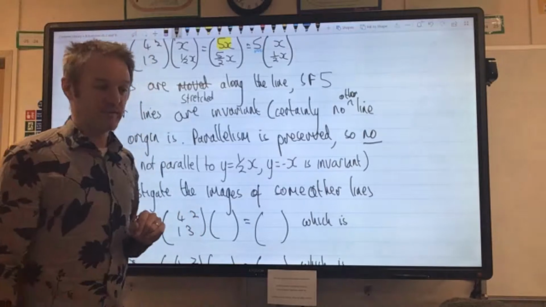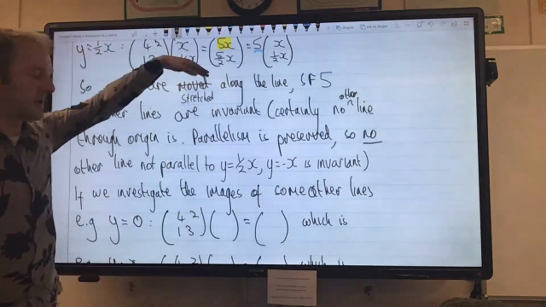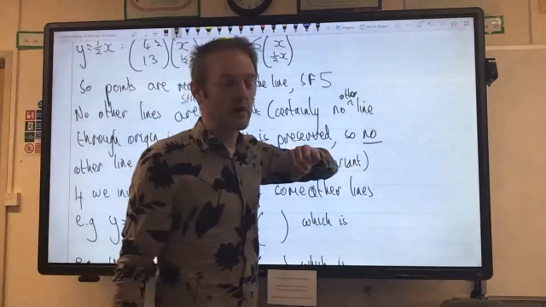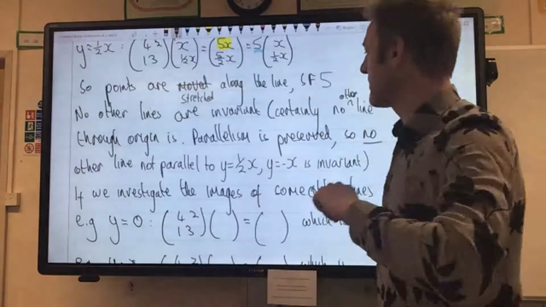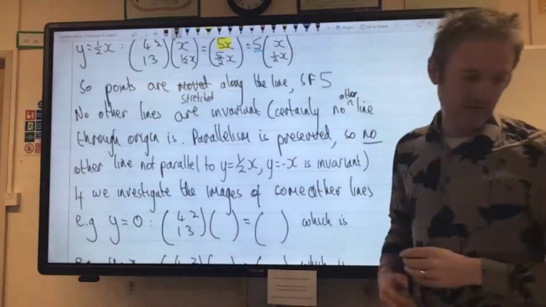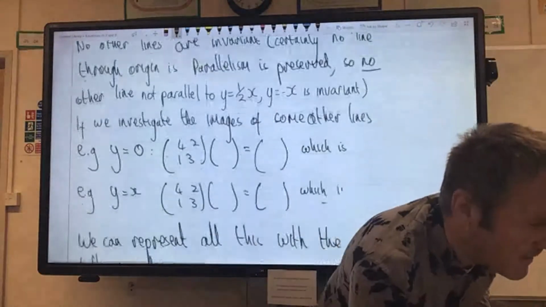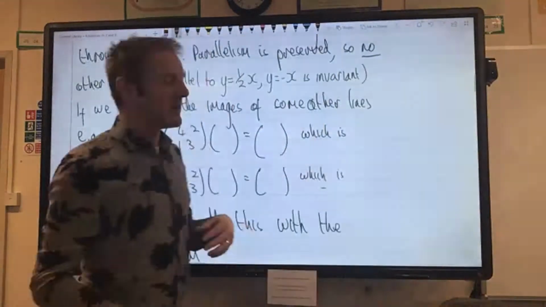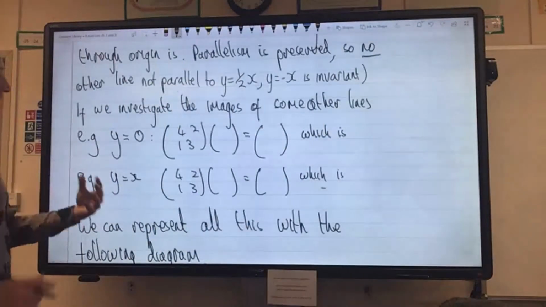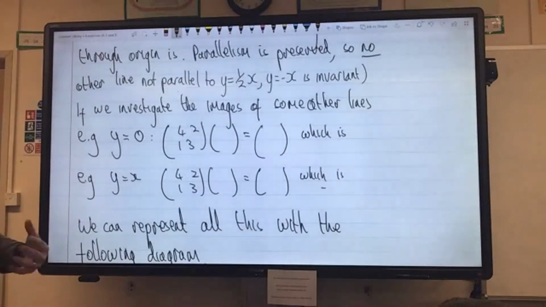We'd only find that by you putting a plus C in there, but I'm not interested. I'm only interested in lines to the origin. So there are no other lines to the origin that are invariant. This other analysis is slightly different. I want to have a look now at the effects of this transformation on lines that aren't invariant.